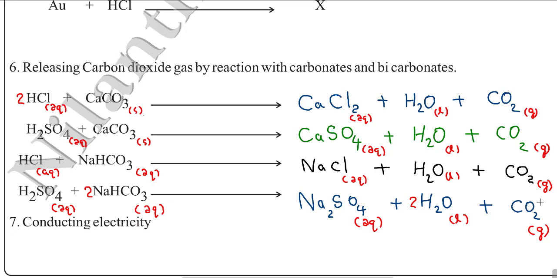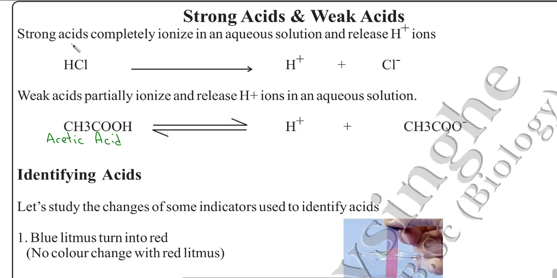Right. The other property is, they are conducting the electricity. Right? All the acids are conducting electricity. Now we are talking about the strong acids and the weak acids. If you get the strong acid, children, it is completely they are breaking into the H plus and the chloride ions. They are not joining again together. Strong acid completely ionized. Ionized means they are breaking into 2 parts. One get the plus ion, the other one get the minus ion, not again joining. Strong acids completely ionized in an aqueous solution and release H plus ions. They are not joining again, only to this side.